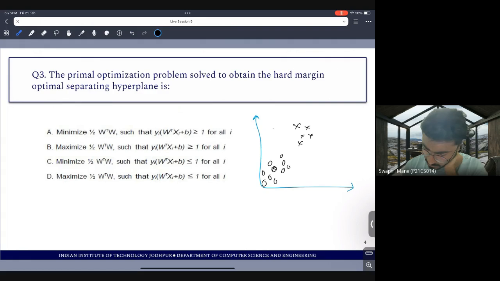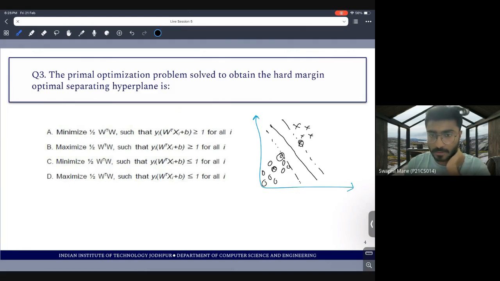Okay. So this is our hyperplane. This is our marginal plane. Support vector. As we have seen, the equation of this line is w transpose x plus b is exactly equal to 0, right? Maybe you recall that right now. So this is the line equation.